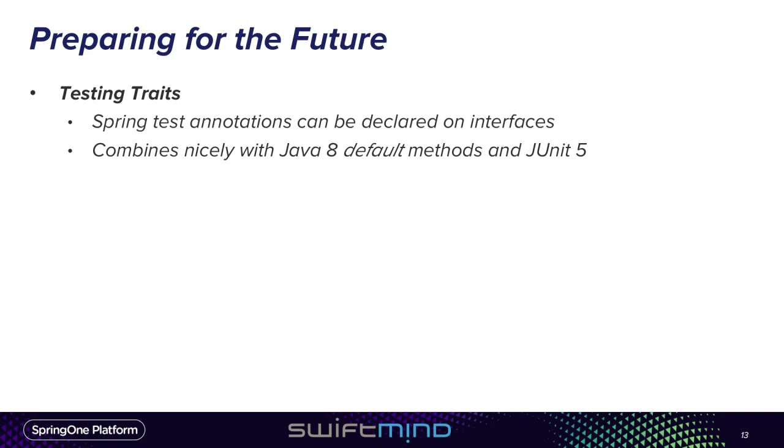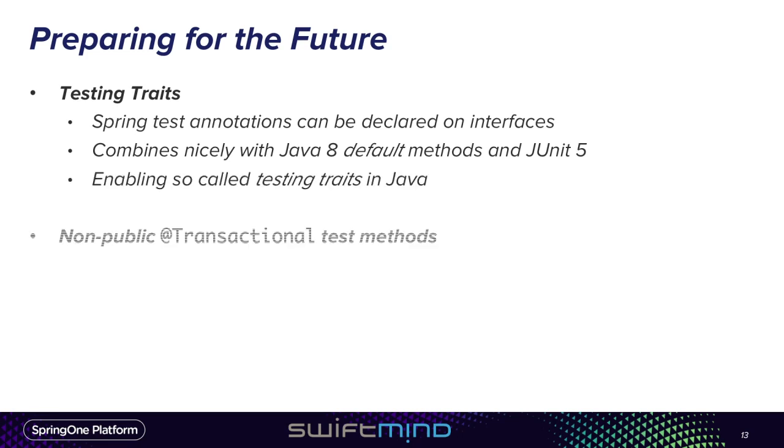So if you're not on, actually, who is on Java 8, out of curiosity? Okay, about half of you, right? So maybe you've heard with Java 8, you can have default methods in interfaces, and that means you can have implementation, right? You can have behavior with your interfaces. And this allows you to do things like traits that come from other programming languages. So you can have some basic testing functionality in an interface and implement that in different test classes. So this combines nicely with JUnit 5 as well.